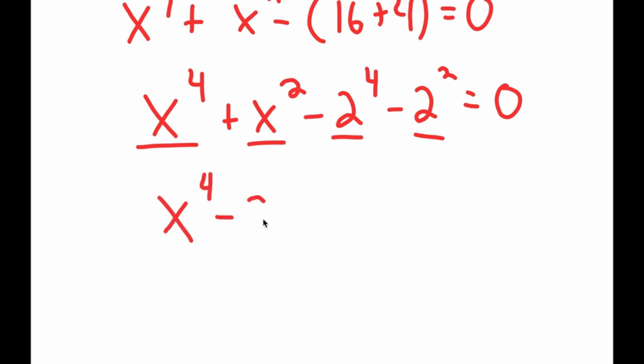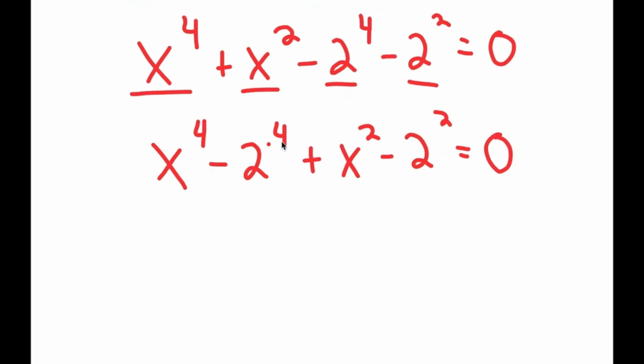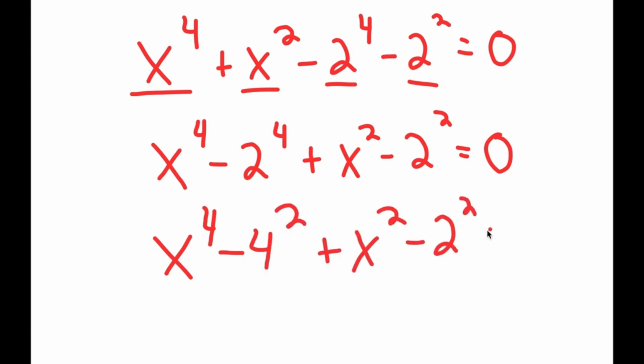So I get x to the power of 4 minus 2 to the power of 4 plus x squared minus 2 squared is equal to 0. Now 2 to the power of 4 is 16, and 16 is the same thing as 4 squared as well. So I get x to the power of 4 minus 4 squared, and I have this plus x squared minus 2 squared.